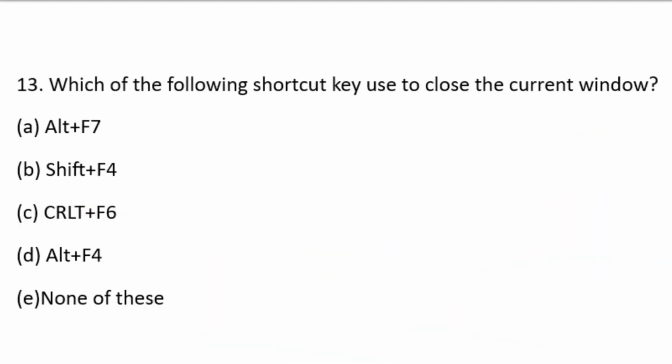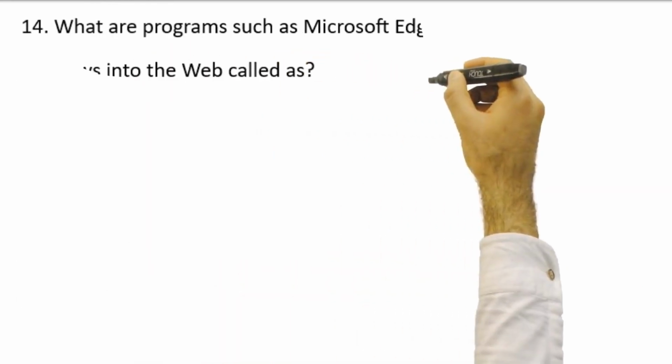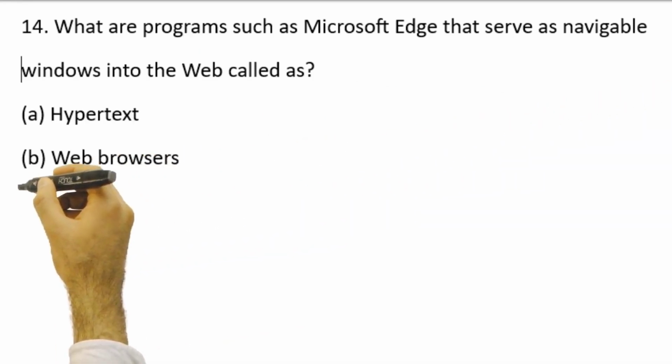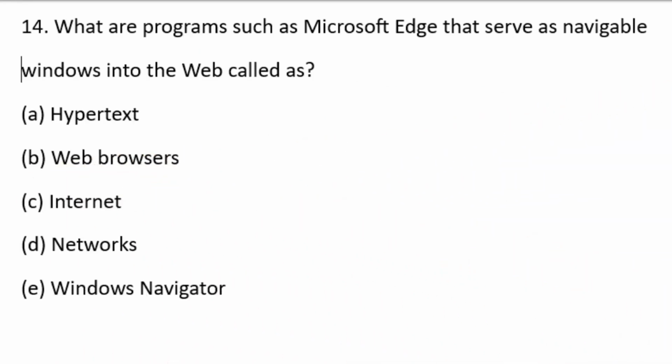Which of the following shortcut keys is used to close the current window? A. Alt plus F7. B. Shift plus F4. C. Ctrl plus F6. D. Alt plus F4. Answer. D. Alt plus F4. What are programs such as Microsoft Edge that serve as navigable windows into the web called? A. Hypertext. B. Web browser. C. Internet. D. Networks. A. Windows Navigator. Answer is B.